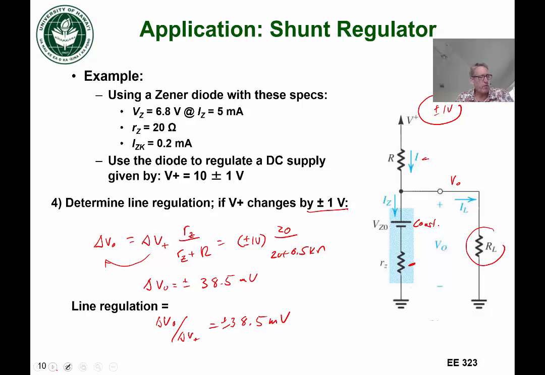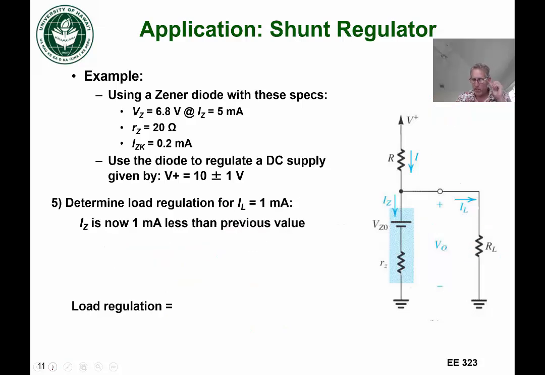And now we can move on and determine what the load regulation is. That is, if IL is equal to 1 milliamp, how much does the voltage at the output change? So in other words, you have a load here, suppose it's a charger or a cell phone or something, and you have it off, it's consuming very little power, and then you turn it on, and now it's consuming a milliamp. How much does the voltage change?